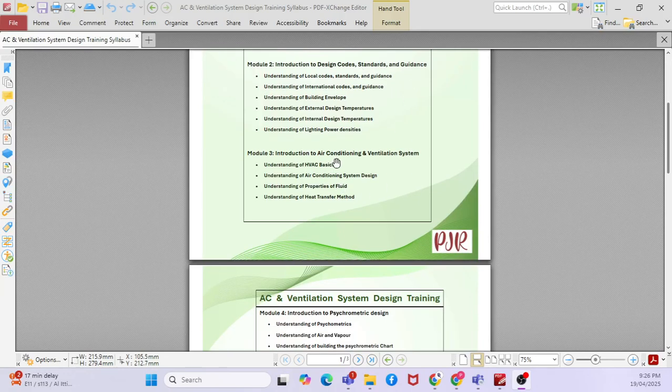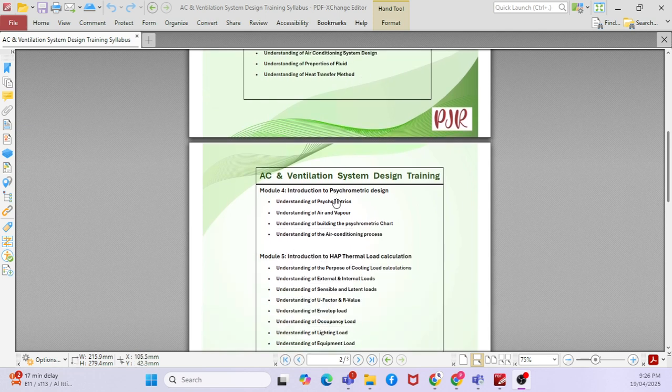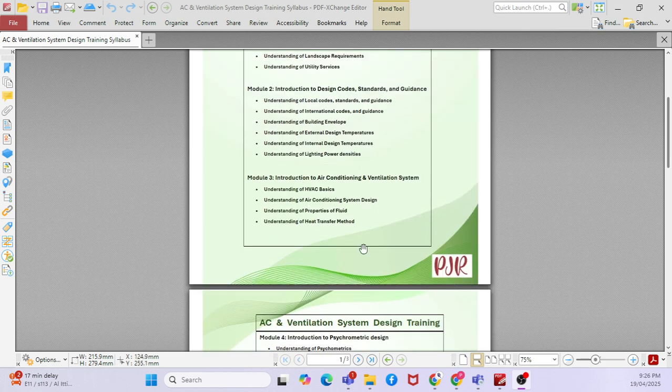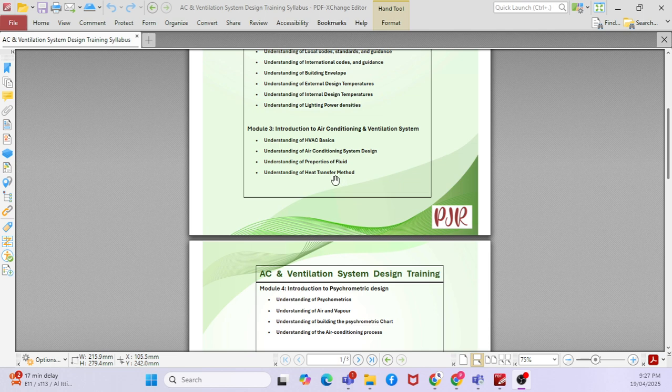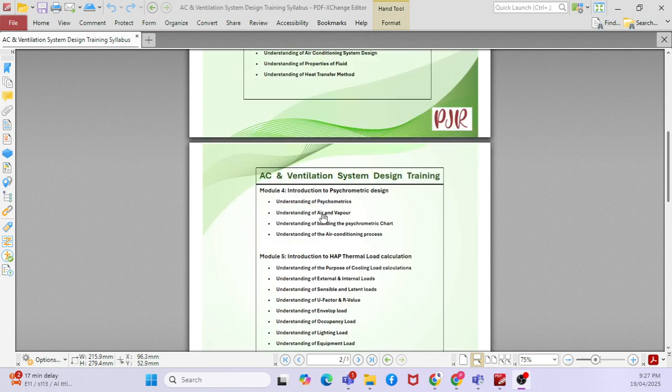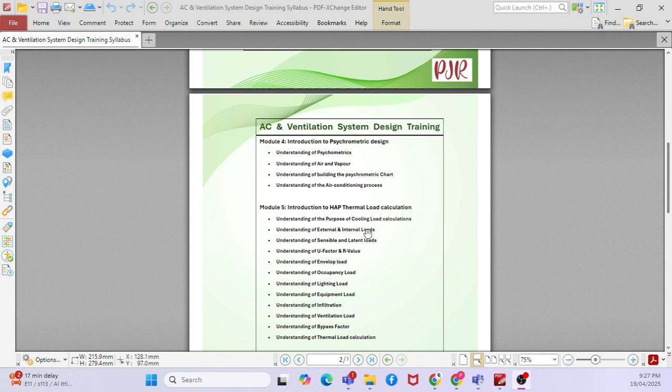Then understanding air conditioning basics, properties of fluid, heat and mass transfer, lighting power densities, then psychrometrics. What is psychrometrics? If you understand all the basics, the design codes, the basics of air conditioning including properties of fluid, heat transfer methods, then psychrometrics, air and vapor, building the psychrometric chart, air conditioning process, it is very easy to apply in your thermal load calculations.